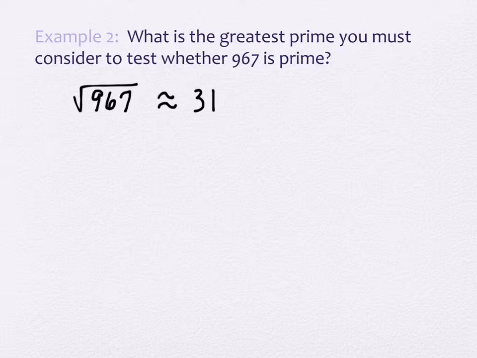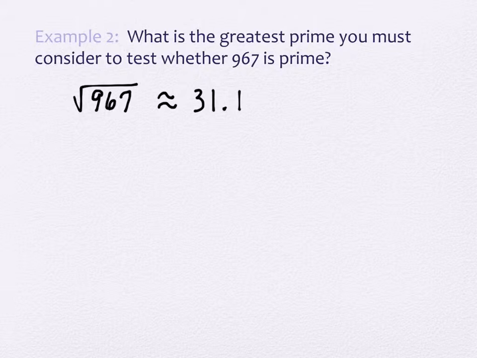31 point what? All right, that'll work. 31.1 it is. If you answer 31.1 on this problem, you didn't quite answer the question they asked. You used the right theorem, you just didn't answer the question they asked. The question they asked is, what is the greatest prime you must consider to test whether 967 is prime? And 31.1 is not prime. Prime only applies to whole numbers. We can only talk about whole numbers being a prime number or a composite.